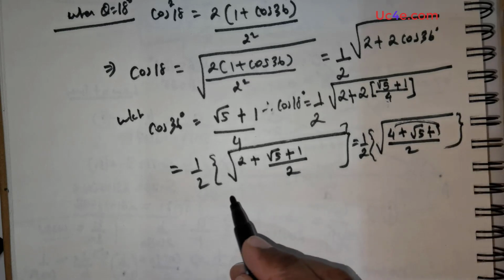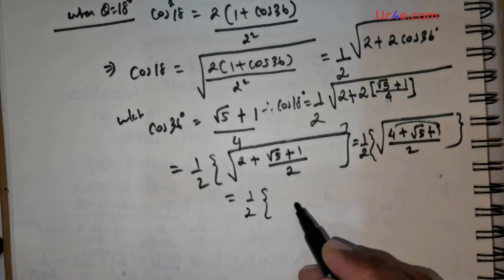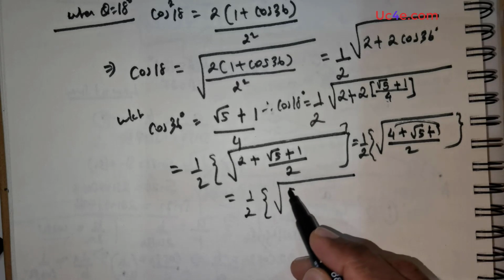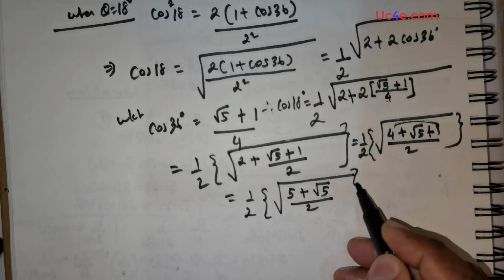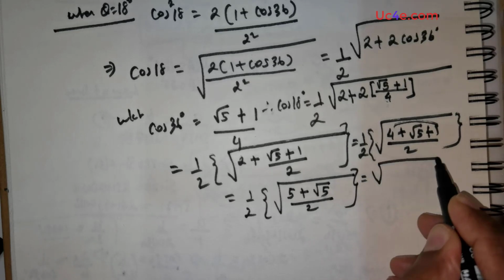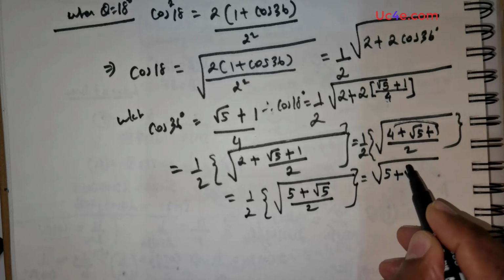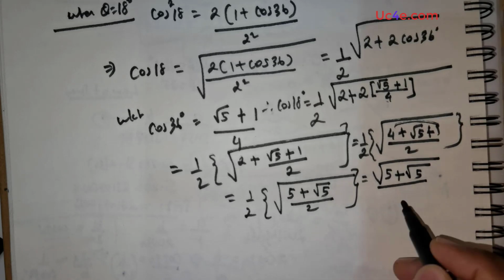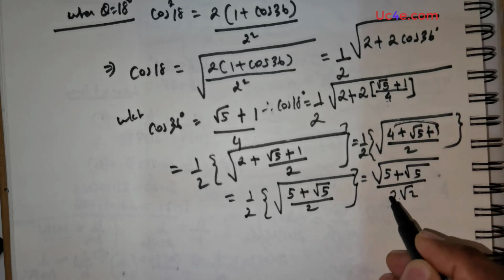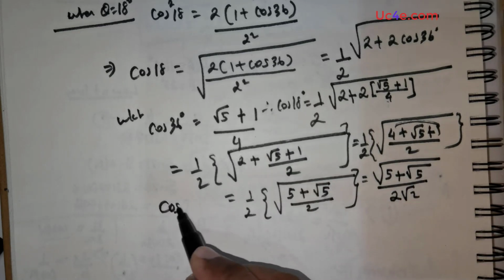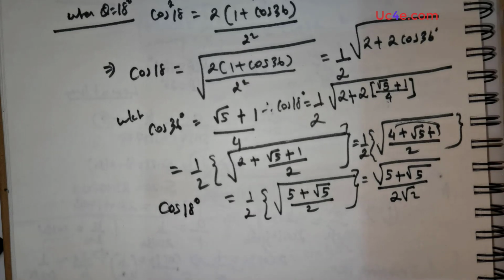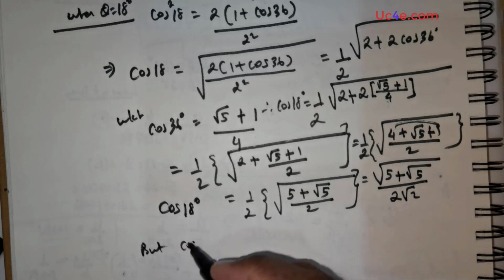4 added with 1 would give me 5, so it's going to be 1 over 2 times the square root of 5 plus root 5 divided by 2, which can be rewritten as root of 5 plus root 5 divided by root 2, and you've got a 2 here. So this is the value for cos 18 degrees, right?